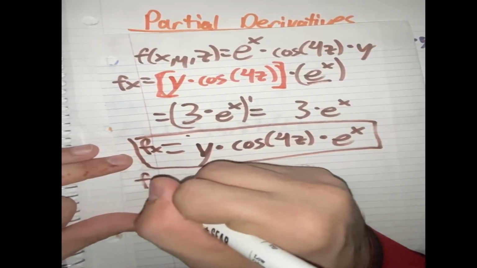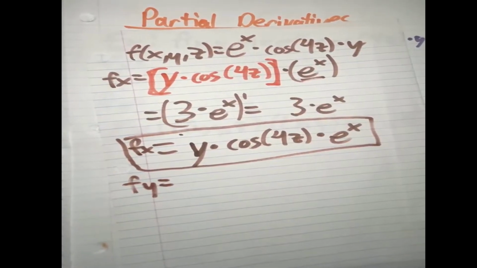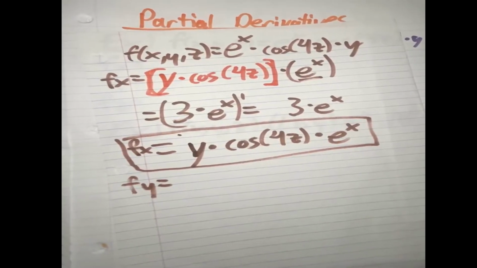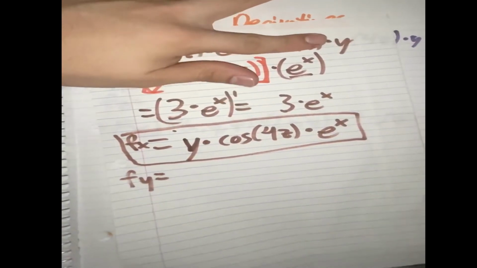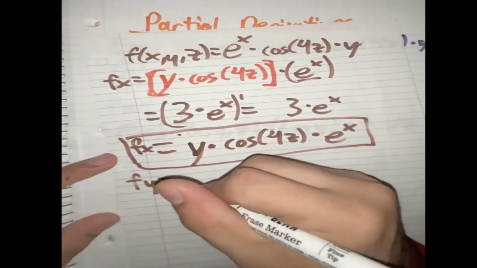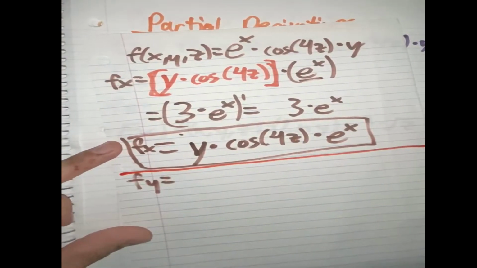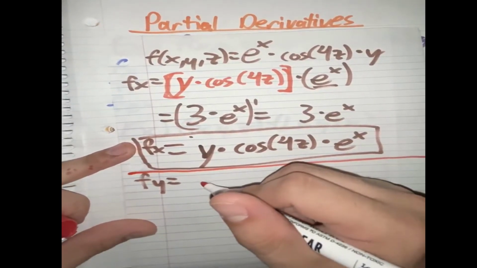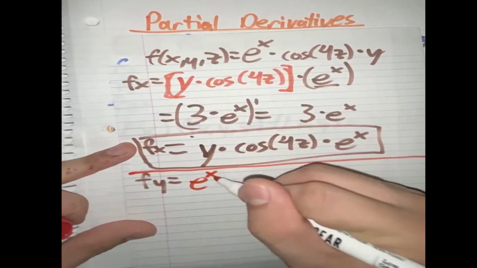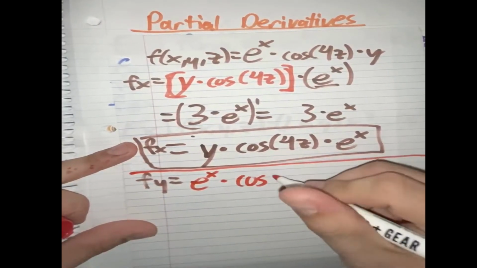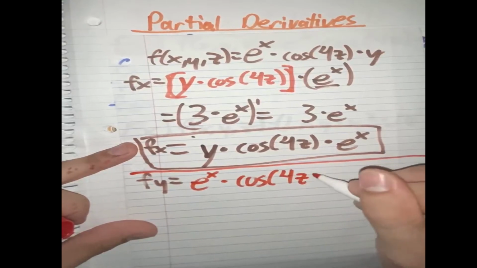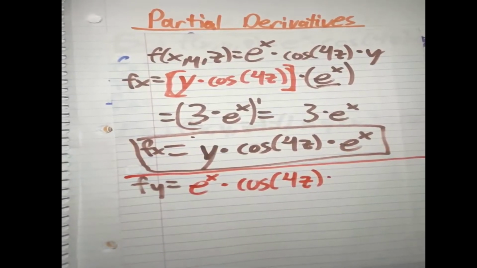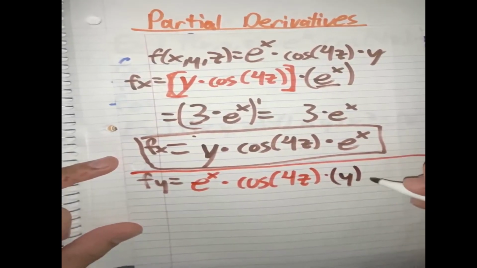Now, f of y, similar, but not quite. So for f of y, whatever is not our y term, we're going to go ahead and cover it up and just color code it a different color. So draw a line, separate. We're starting the partial derivative with respect to y. So e to the x times cosine of 4z times the variable that we're actually trying to find the derivative of, which is just y.